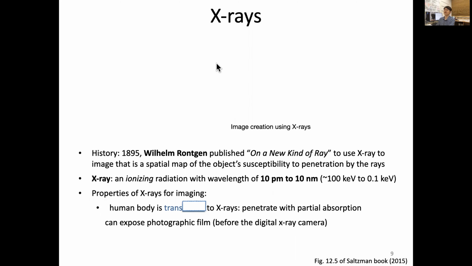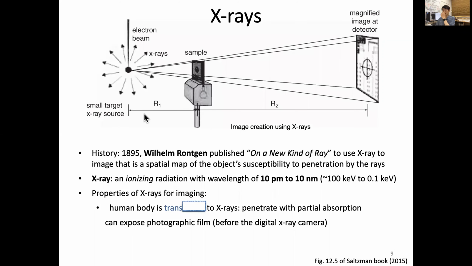So what is X-ray? There is a history that in 1895, Wilhelm Röntgen published a paper on a new kind of ray that he didn't know what it exactly was. And so he used X-ray to image a spatial map of object susceptibility to penetration by those rays. So, this is the schematic of the conventional X-ray imaging.